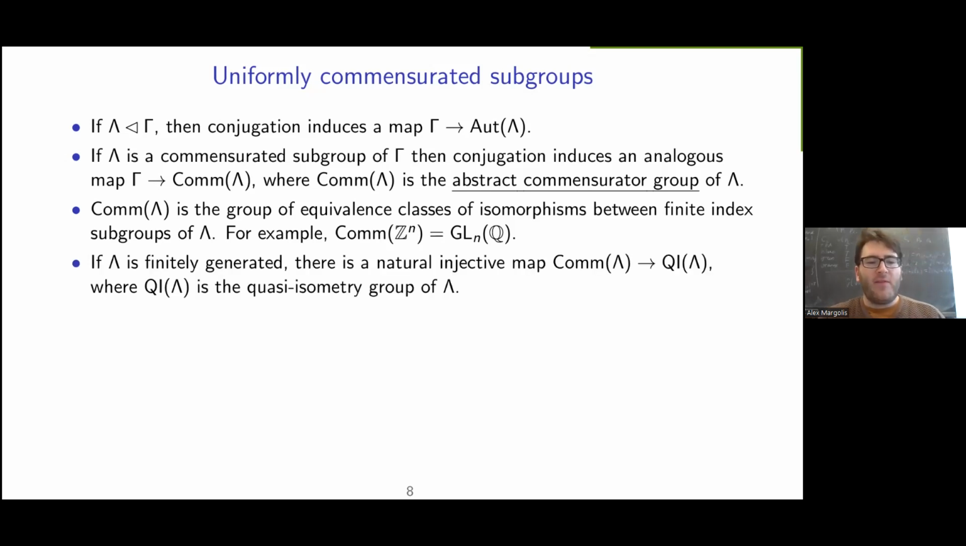And if the group lambda happens to be finitely generated, which it will in the cases we're considering, then there's a natural injective map from the abstract commensurator group of lambda to the quasi-isometry group of lambda. The quasi-isometry group of lambda is the set of all self-quasi-isometries of lambda, where two quasi-isometries are equivalent if they have finite distance in the supremum norm.